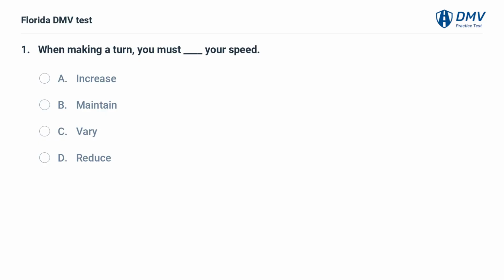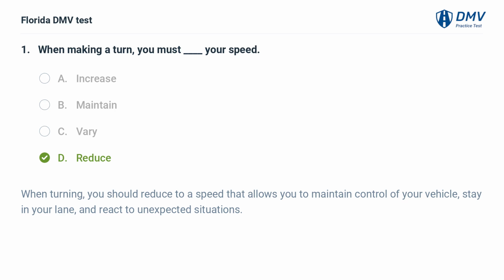When making a turn, you must fill in the blank. Your speed. A. Increase. B. Maintain. C. Vary. D. Reduce. D. Reduce. When turning, you should reduce to a speed that allows you to maintain control of your vehicle, stay in your lane, and react to unexpected situations.